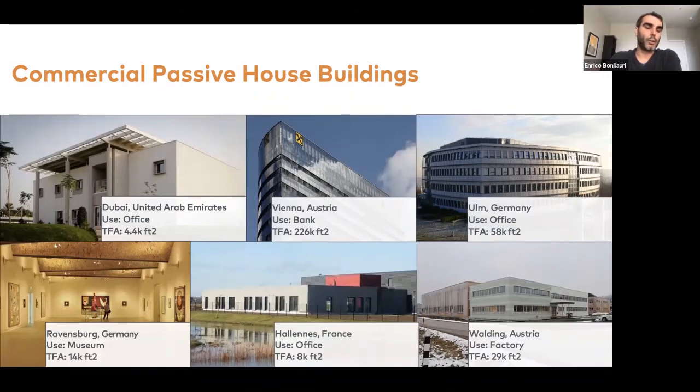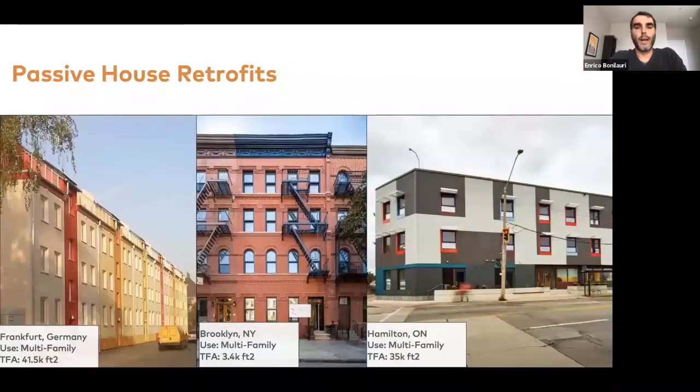So you can actually do some very nice architecture by just having a much better building envelope, and just adding that to what you do as an architect. And because this also applies to energy retrofits, these are just some examples from retrofits. Left is from Germany, middle is from Brooklyn, New York, and on the right-hand side is from Canada.